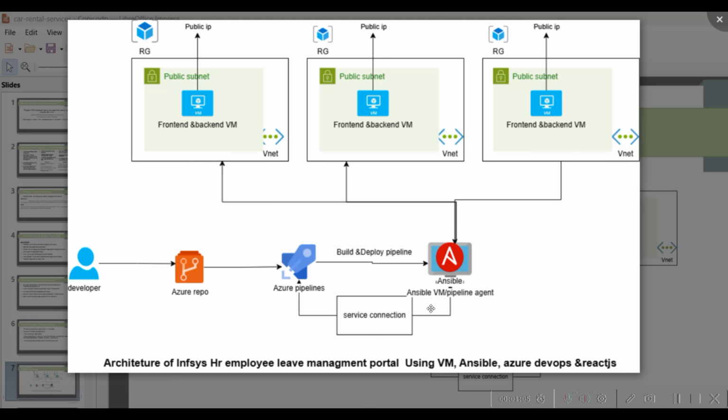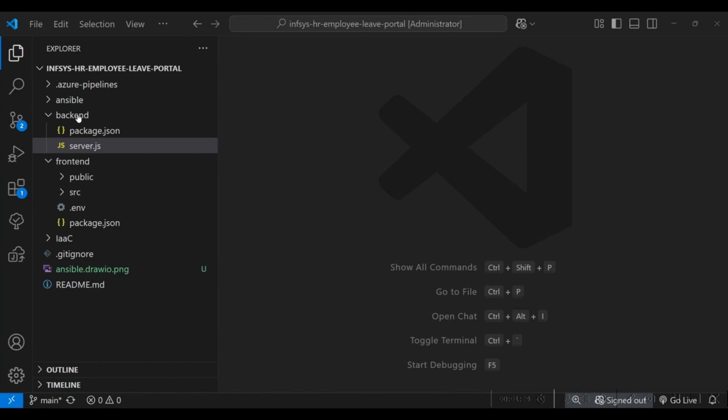We need to collect all the IP addresses of your servers and store them in the inventory so that Ansible will have authentication for all these servers. Then Ansible will be deploying your playbooks. Let's see the full architecture.